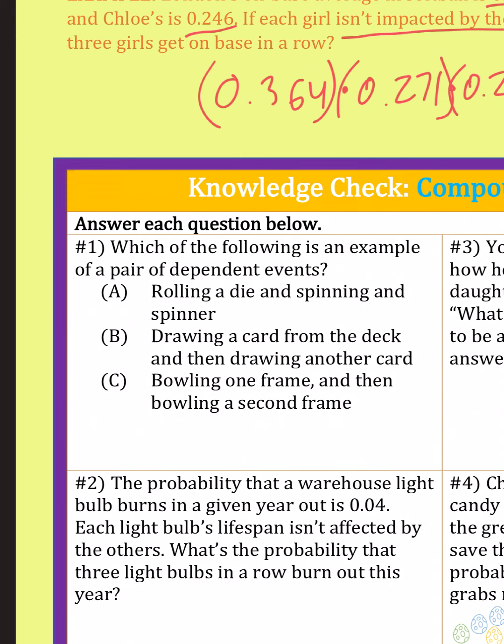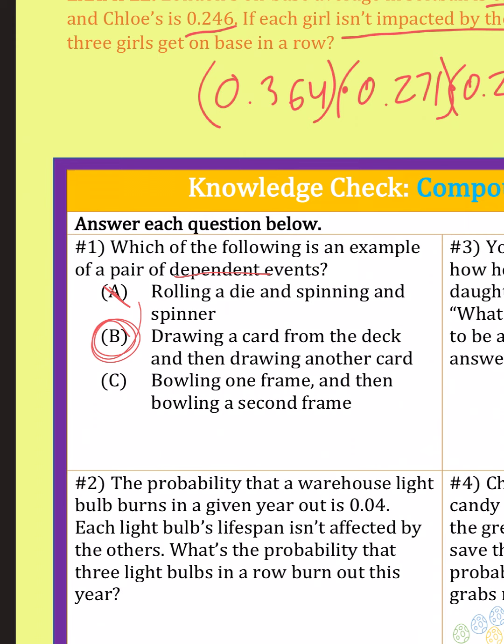So, number 1, which of the following is a pair of dependent events? That means that one will impact the other. So, A, rolling a die and spinning a spinner? No, those don't impact each other. B, drawing a card from the deck, then drawing another card? Yes, that actually was the example that I used. That will impact the other.